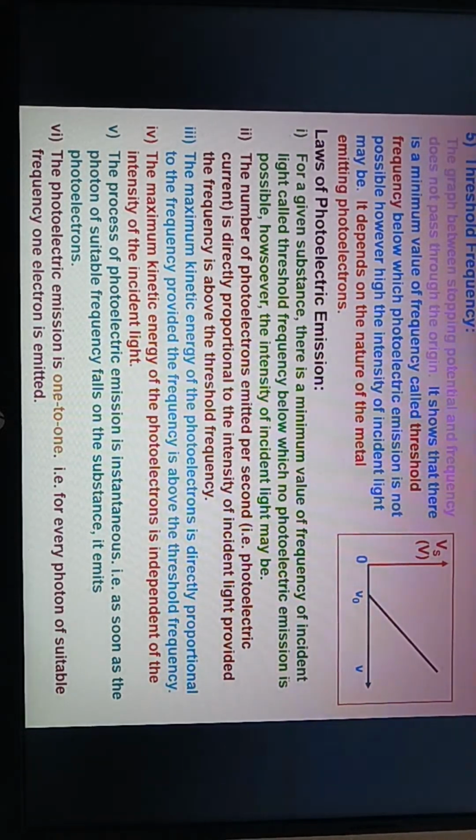So the graph shows that it will start with nu 0. That nu 0 is called threshold frequency, below which electrons cannot be ejected. First law understood, you said. Second understood. Third you understood. Fourth you understood. Fifth one you just read. The process of photoelectric emission is instantaneous. One photon, one electron, immediately it will release. No time lag.